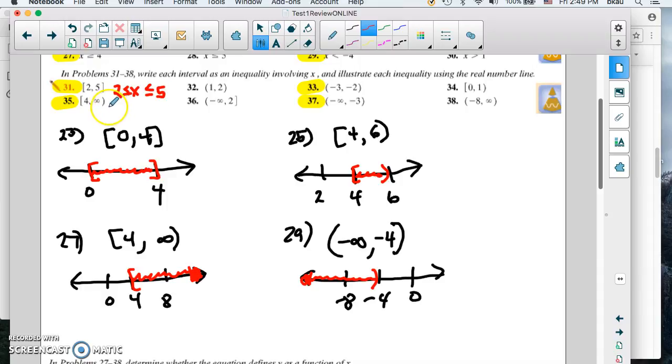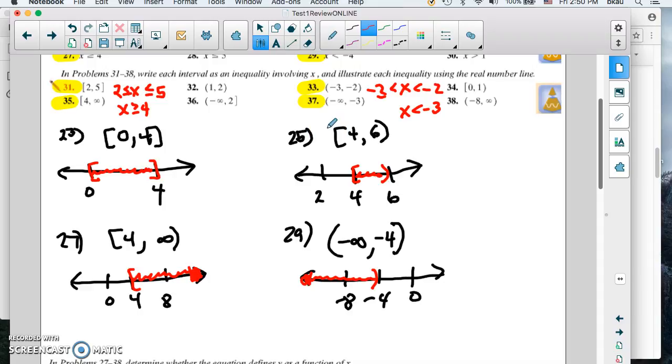This one's 4 or greater than 4, so it'd just be x is greater than or equal to 4. This one says between -3 and -2. These look like ordered pairs here, but since it does say it's interval notation, it would be -3 less than x less than -2. And this one goes from -infinity up to -3, so that means x has to be less than -3. So those are the interval notations given and the inequality notations written.